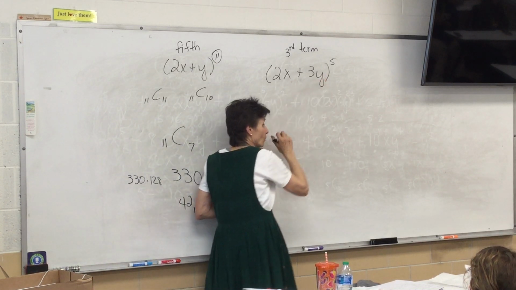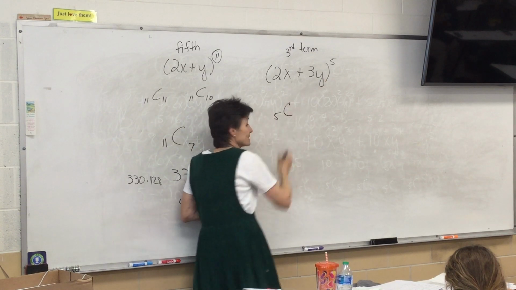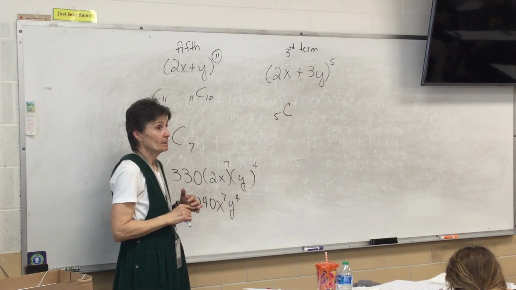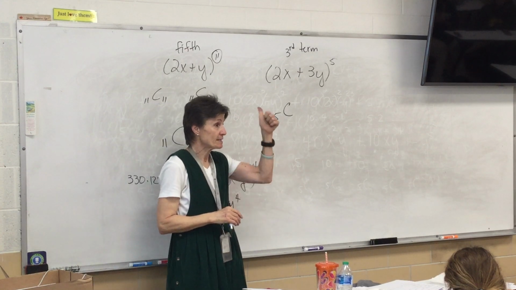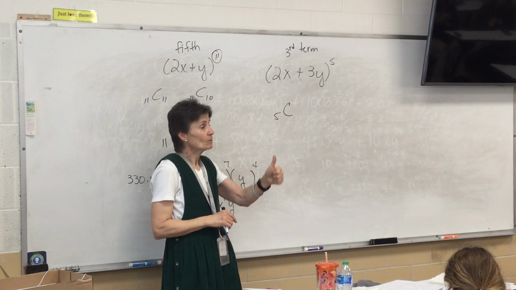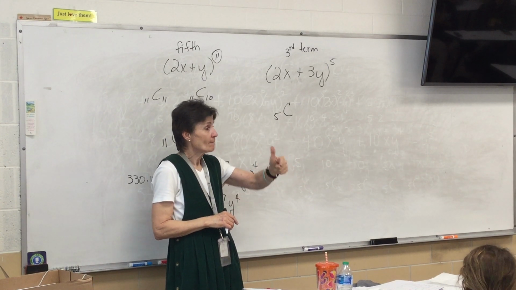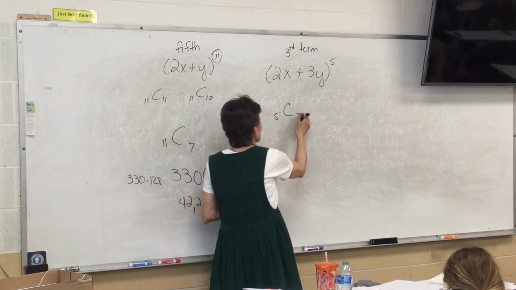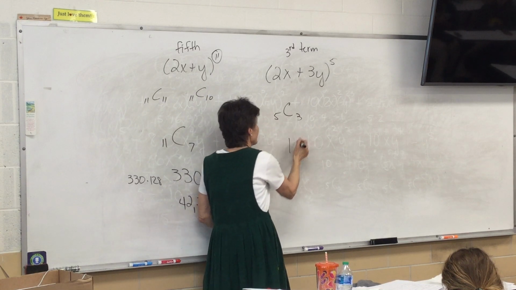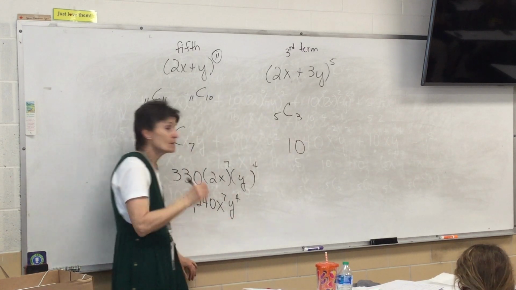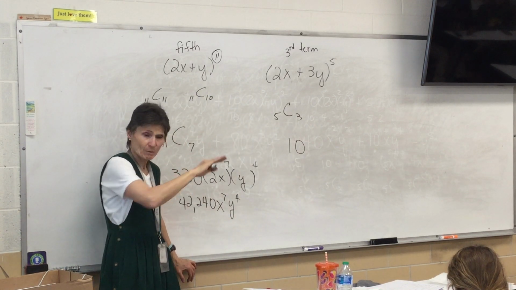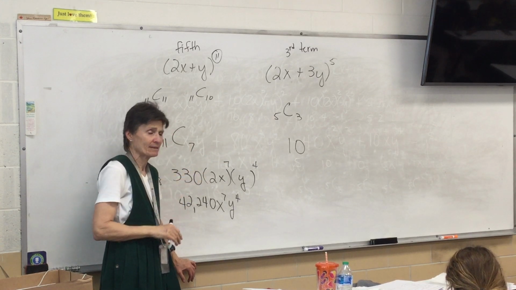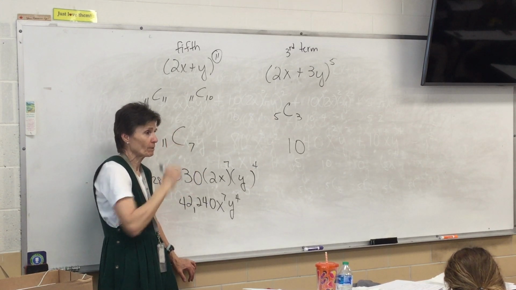In the 5th row, the numbers are the 5C numbers. The first one is 5C5. The second one is 5C4. The third one is 5C3. So if you type that in on your calculator, you will get 10. But if you already have that row written down, use that. Just count the 3rd number in the row.